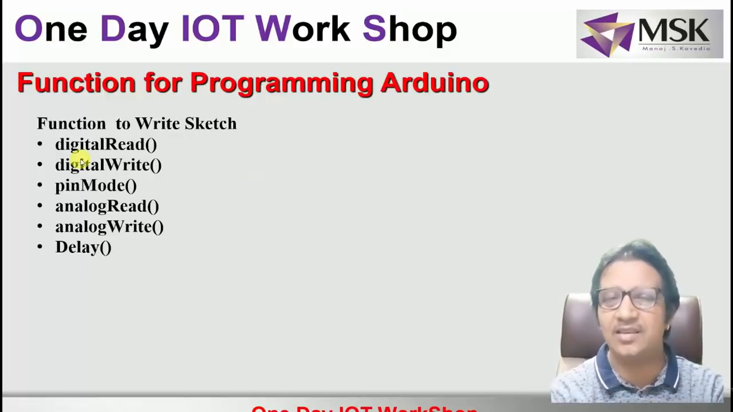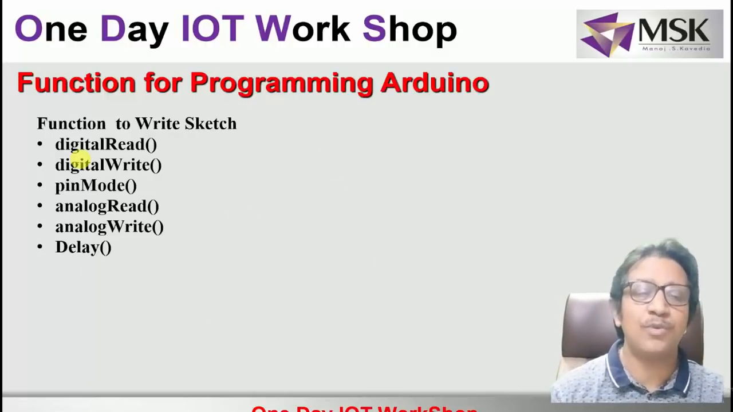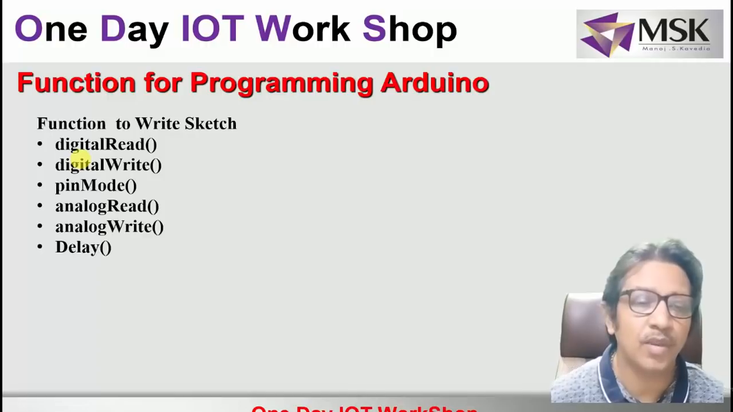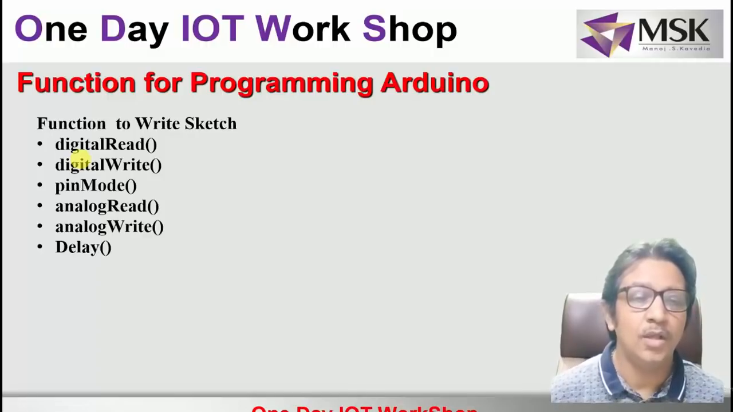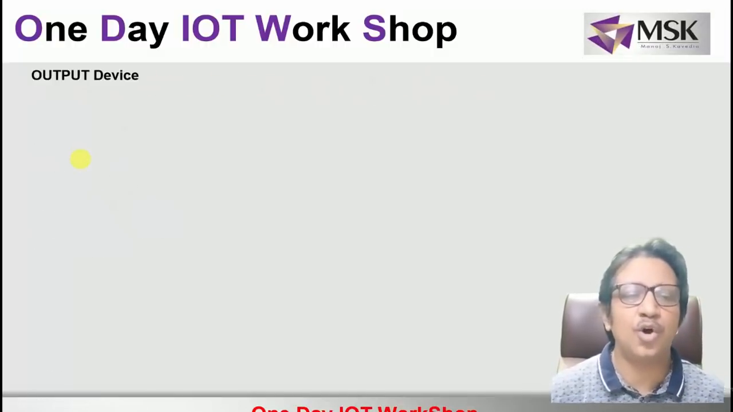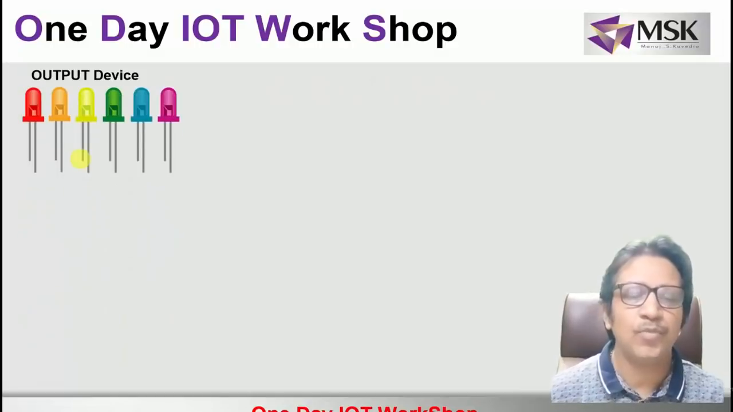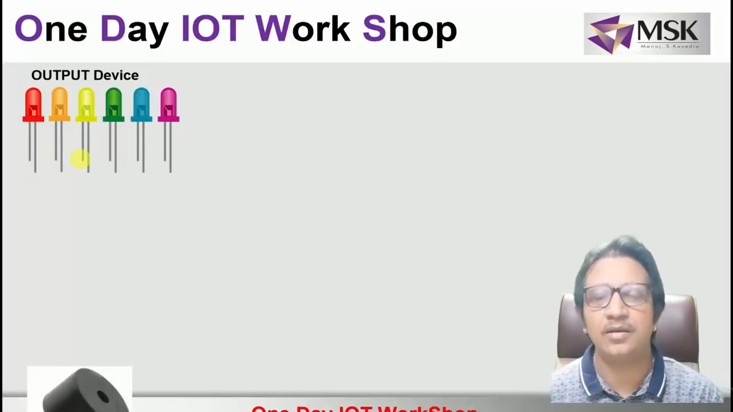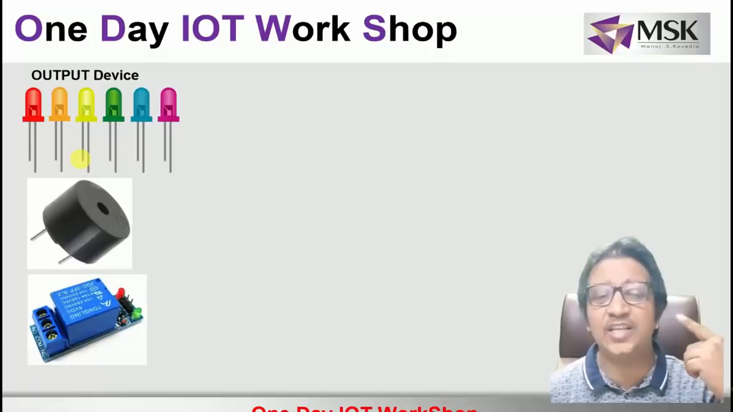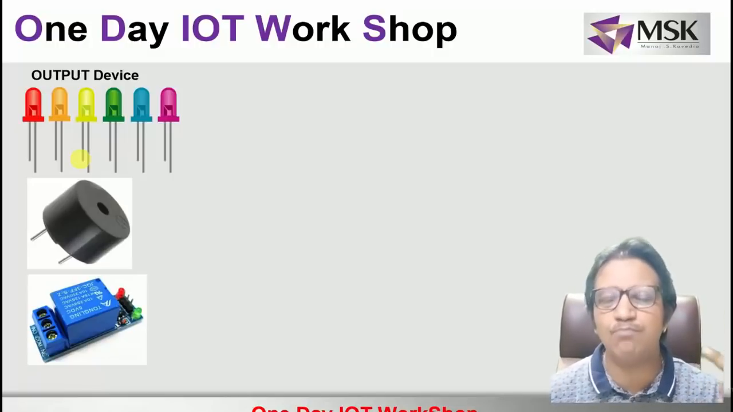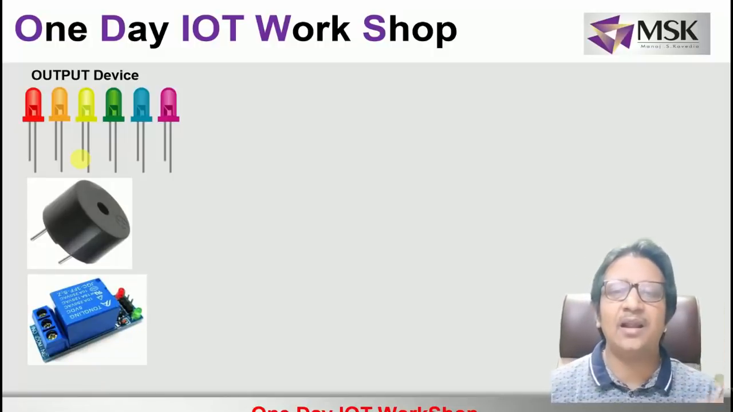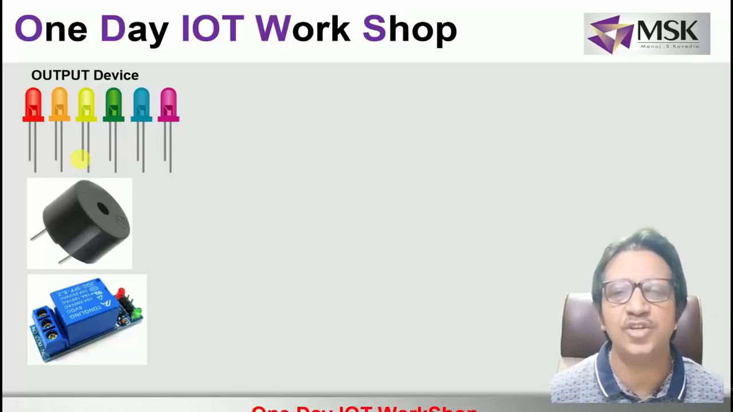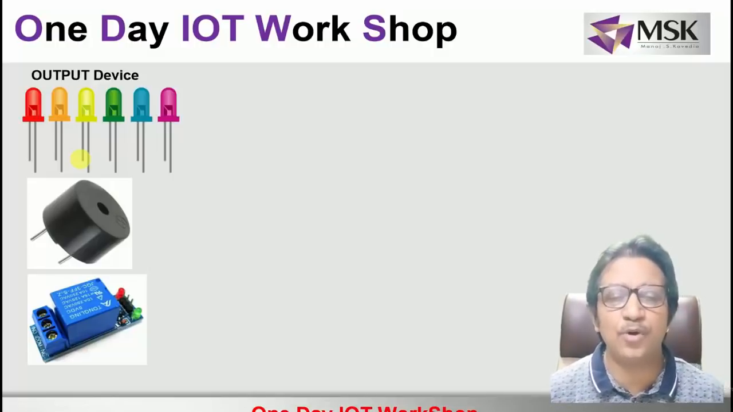So friends, again I need not inform you, there may be a few questions. Let's say, what are output devices? Output devices are LED, buzzer, and relay. These are the three output devices. LED is for visual indication, buzzer is for audible indication, and relay is for controlling high voltage applications. Now coming to input devices.